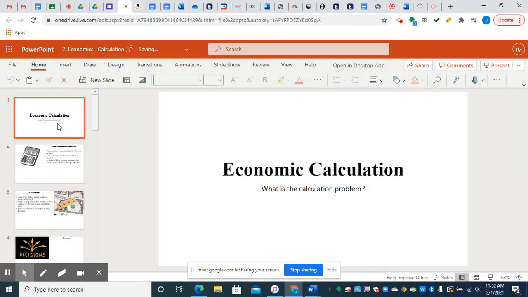And we will talk about economic calculation, look into what the calculation problem is. So based on what we just talked about, the theory of subjective valuation, that people have different wants and needs, and they try to satisfy those wants and needs based on what they believe will fulfill what they want. Now, economics does not tell them what they should or shouldn't want.